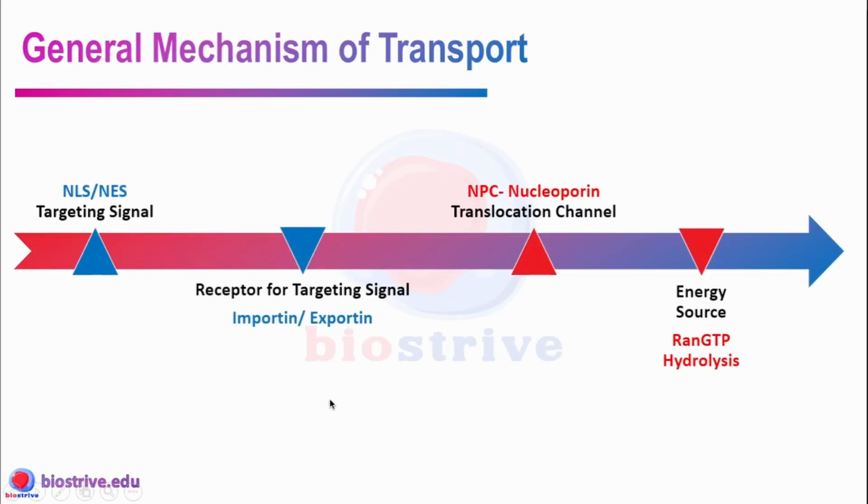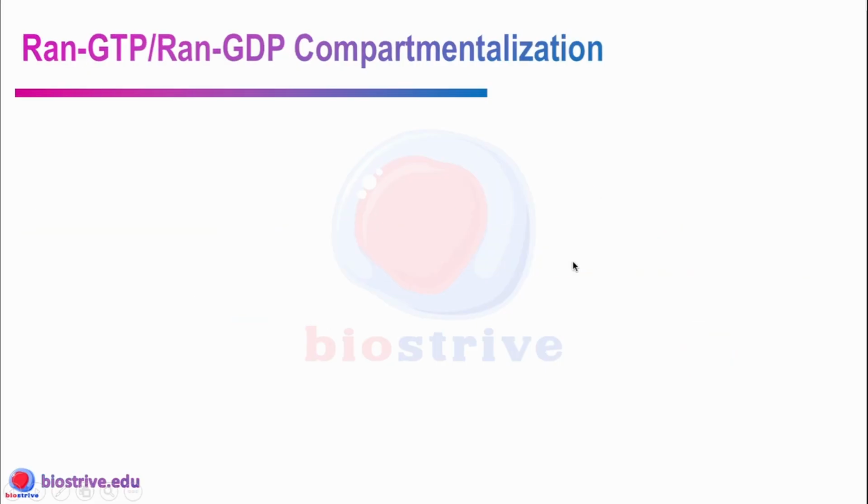Now we are coming to the general mechanism of transport. We studied this mechanism in the previous lecture, where we stated that there has to be some sort of transporting signal on the protein. In the case of nuclear transport, this signal is either a nuclear localization signal or a nuclear export signal. This signal is recognized by the receptor. In nuclear transport, we have importin or exportin as receptors. After this recognition, the importin or exportin will go through the nucleoporin channel, where they interact with FG motifs, and the energy source is RAN-GTP. Now we will talk about RAN-GTP and RAN-GDP compartmentalization.